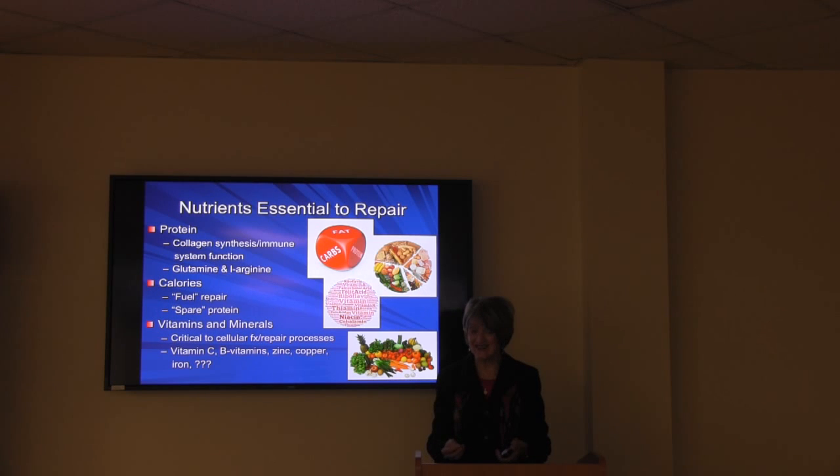Studies to date indicate that the amino acids glutamine and L-arginine are particularly important. Now, those are amino acids that in a healthy person ingesting a normal diet, those are easily produced in adequate amounts. But in patients who are compromised, they frequently are not producing enough glutamine and enough L-arginine.